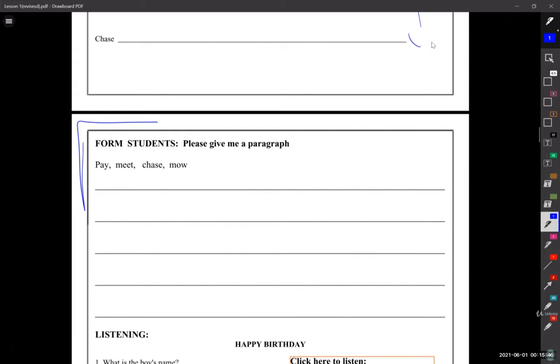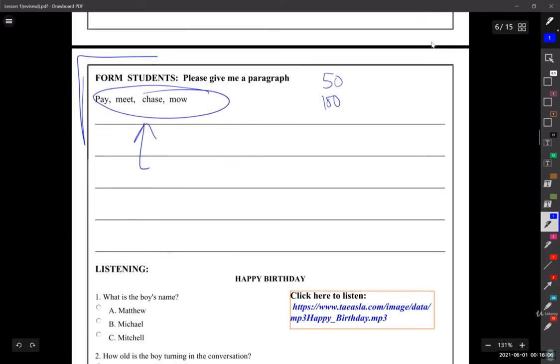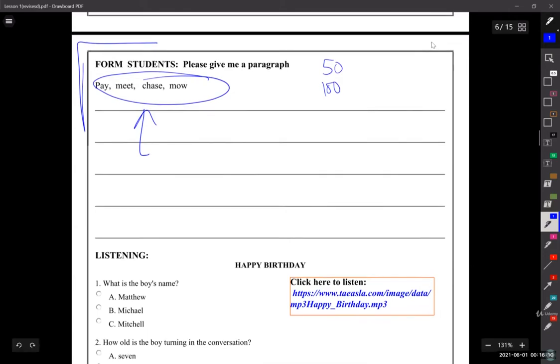So now, once again, for secondary students, they will need to write a paragraph using these 4 words. You can suggest the length of the paragraph to be maybe 50 words. It can be 100 words, but do not go beyond 100 words because that will be too much and that is more for a bigger sense. Okay, so let's go on to the next part.